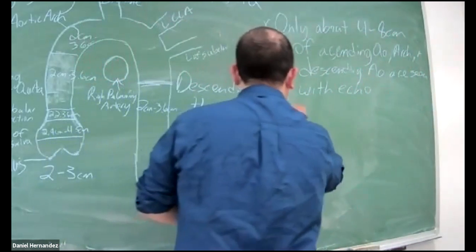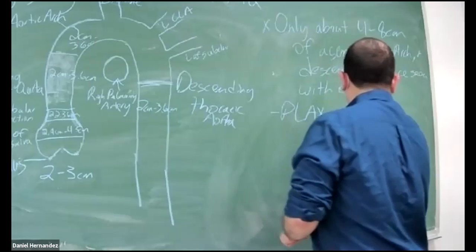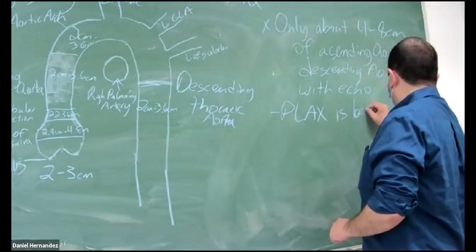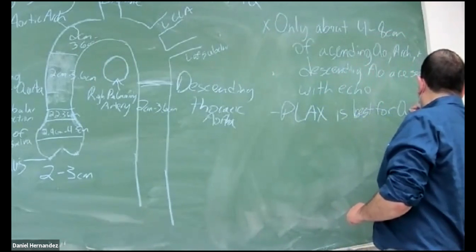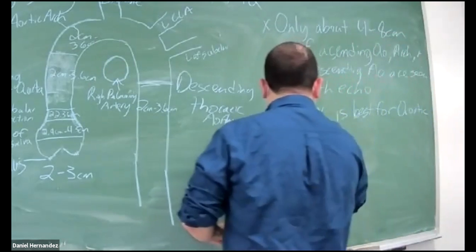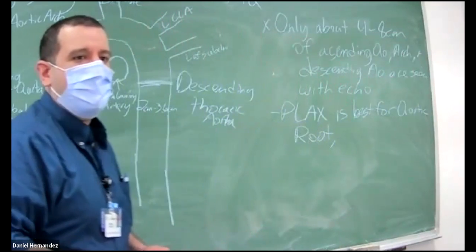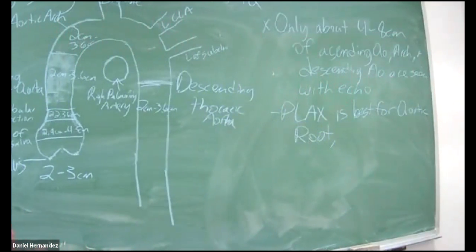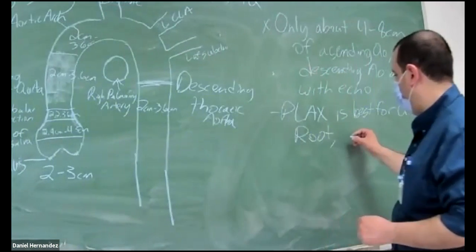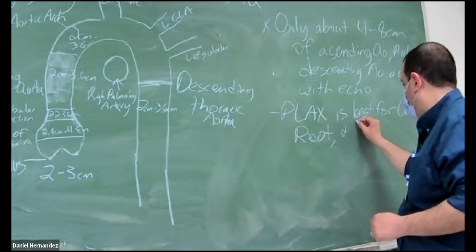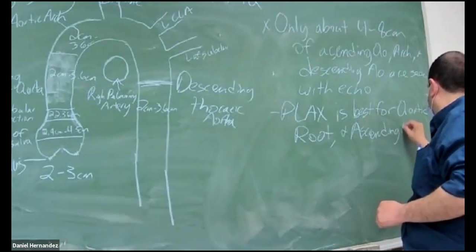So we know that our parasternal long axis view is best for viewing the aortic root. The root includes the annulus, the sinotubular junction, as well as the sinuses of Valsalva. The parasternal window is best for evaluating the root and ascending aorta.